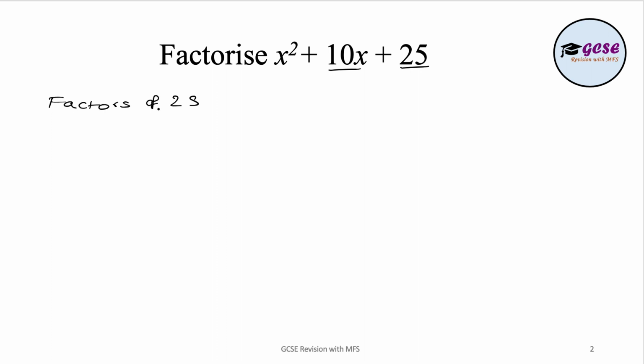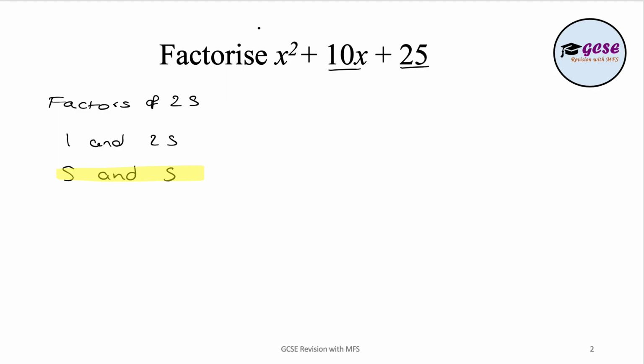Okay, so factors of 25, we've got 1 and 25. 2 doesn't go, 3 no, 4 no, we've got 5 and 5. And that's it. These are the factors of 25. Now, which of these two factors sum to positive 10? 1 and 25 sum to 26, 5 and 5 sum to 10. So we're going to use 5 and 5.